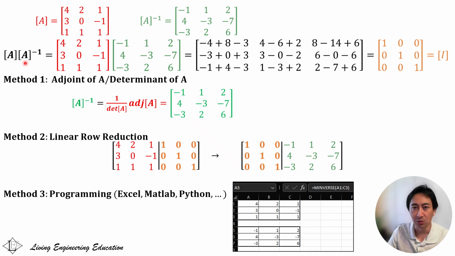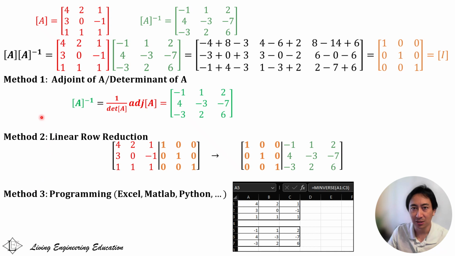So as much as we can do multiplication in matrices, there's no division in matrices. So if you want to cancel something out, if you want to use a reciprocal of something, you use the inverse of the matrix. There are 3 methods that we're going to talk about today.